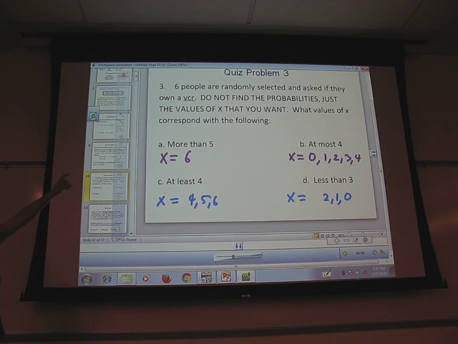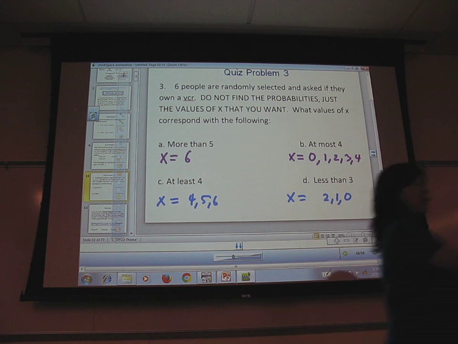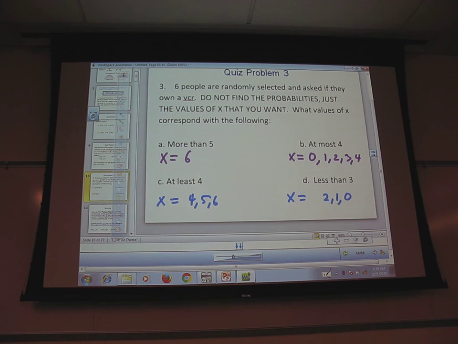So 6 people are randomly selected and asked if they have a VCR. Do you have a VCR? Yes. Okay. Might it be that you don't? Do you have a VCR? No. Do you have a VCR? If I'd asked those 6 people, I would have gotten 0.